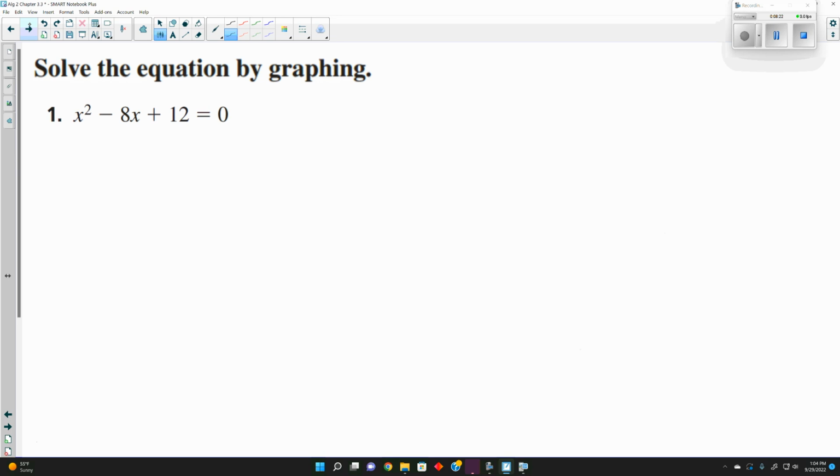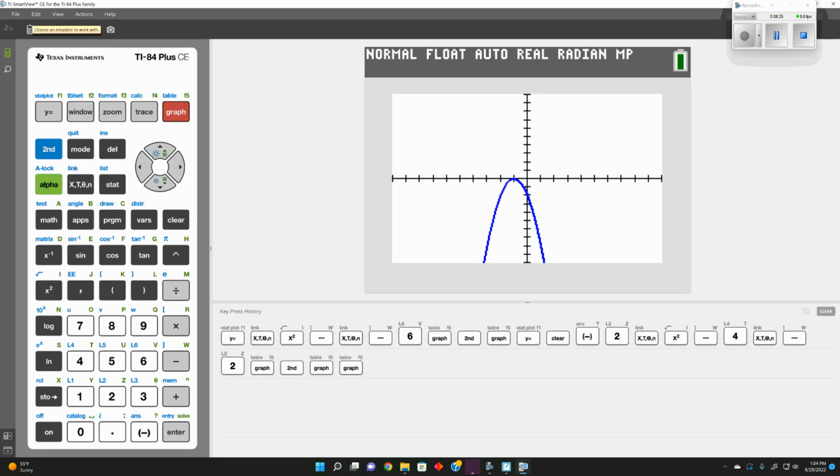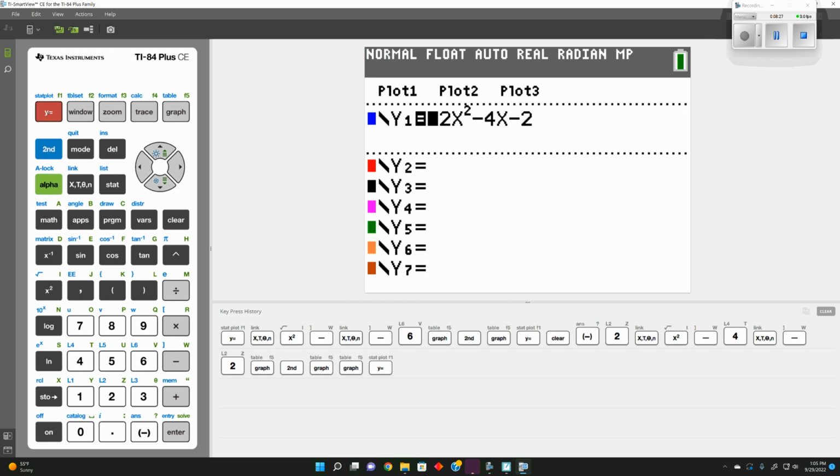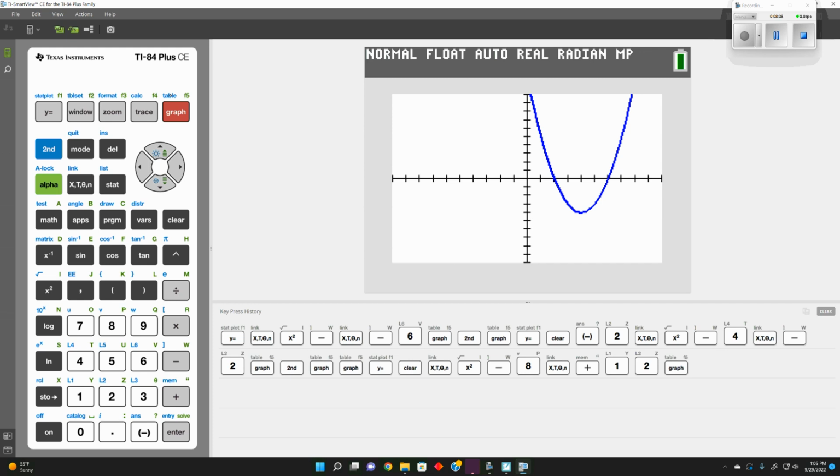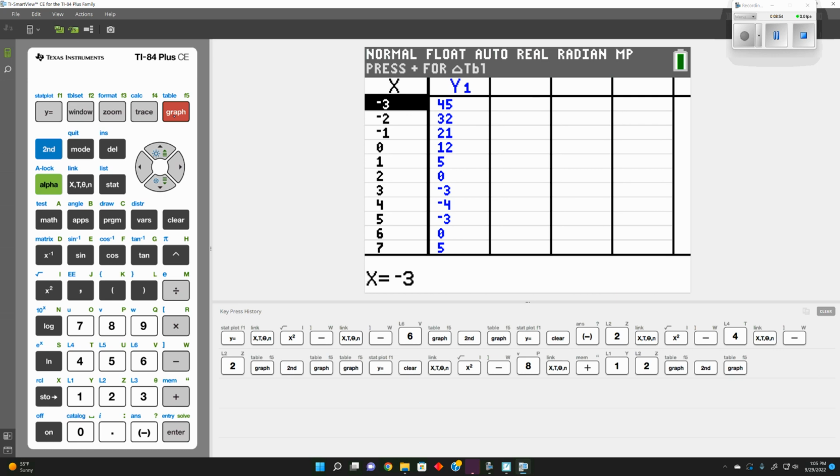So if we look at this next one, x squared minus 8x plus 12. Again, we can hit y equals and clear this out. We can say x squared minus 8x plus 12 and hit graph. On this one, we see it does cross the graph at 2 spots, yes? And the 2 points it crosses are? We can go second table and look. Okay, it does cross at 2 because we have 2, 0, and 6, 0.